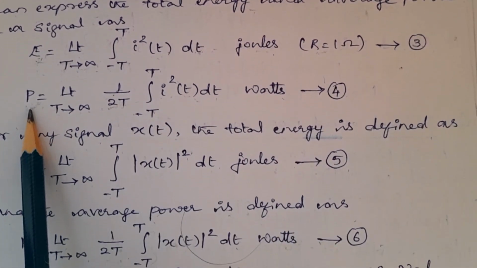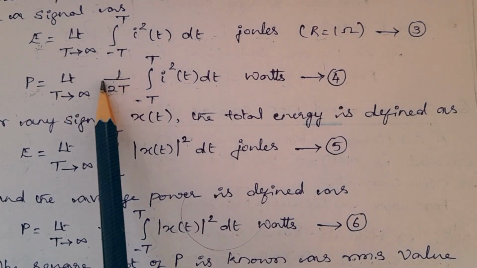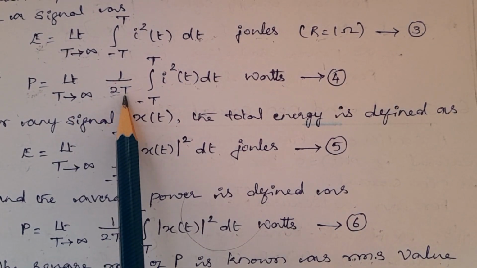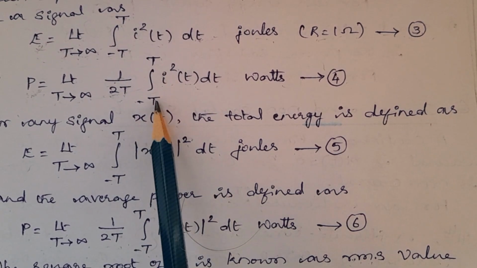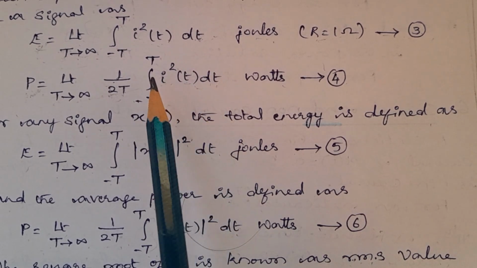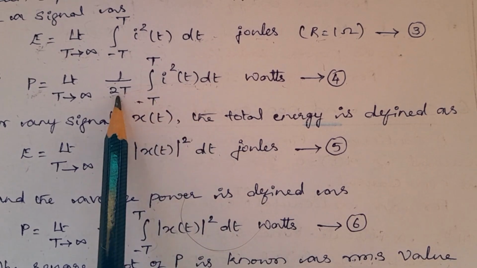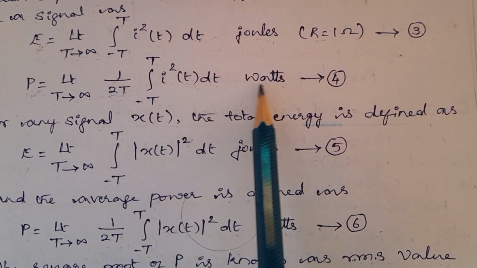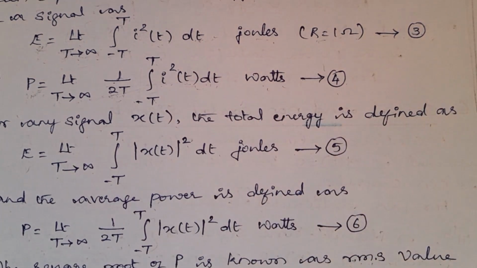Then average power P equal to limit t tends to infinity 1 over 2t, so this is average power, integral of minus t to t I square of t into dt. Like for one sine wave, you have to consider the average. So power unit is watts. Call it as equation number 4.